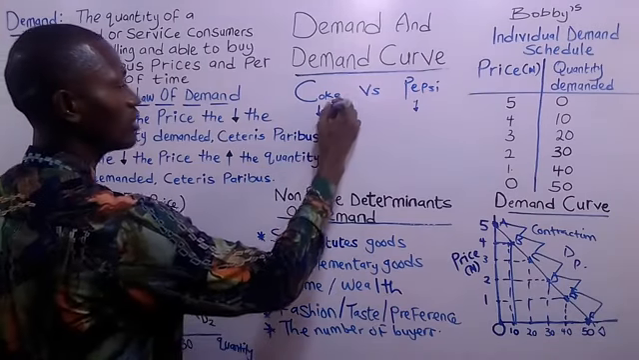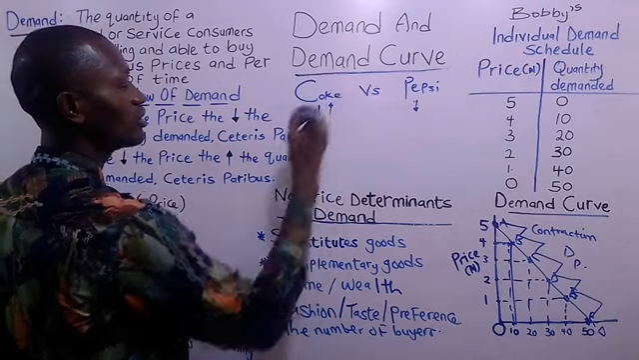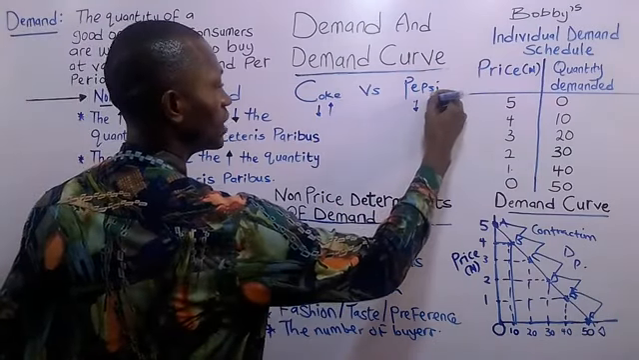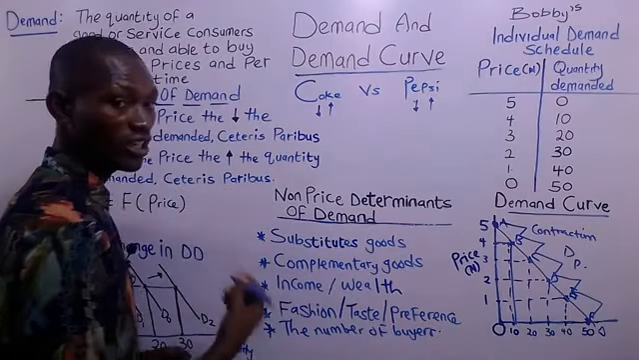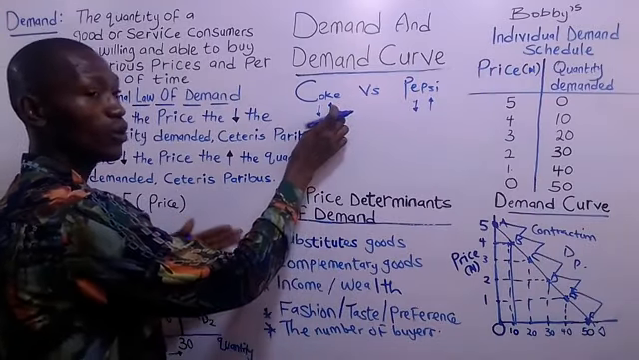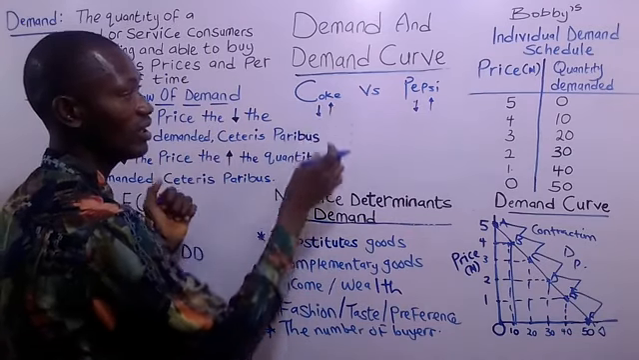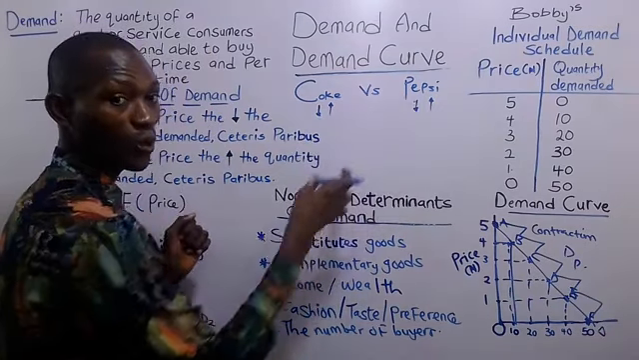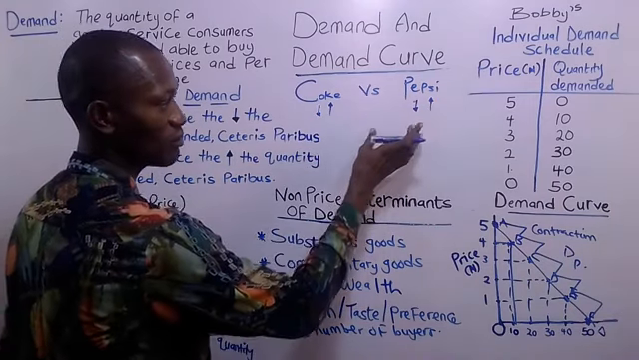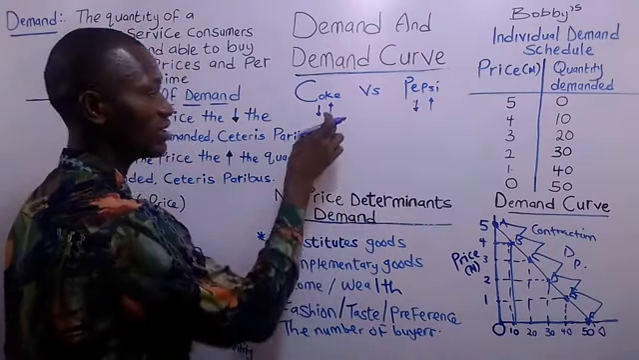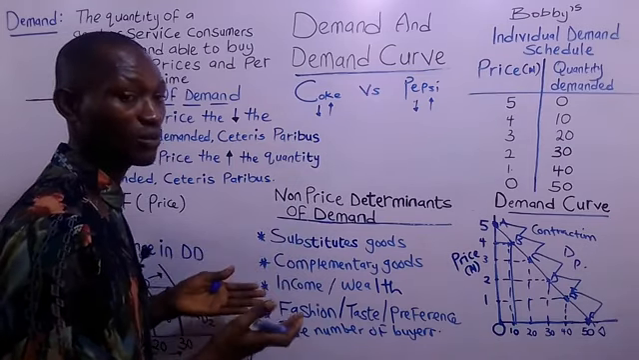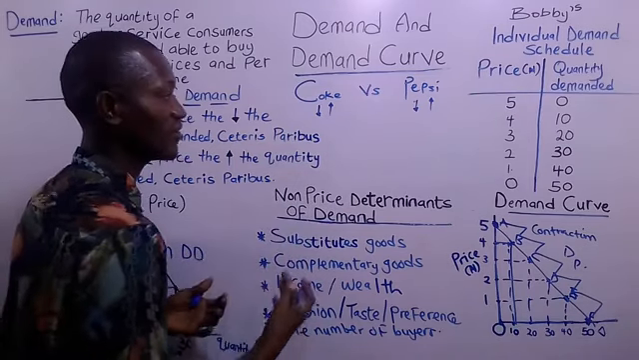On the contrary, when the price of Coke increases, ceteris paribus, the demand for Pepsi will increase as well. That means when the price of Coke increases, Pepsi will be more price competitive. That means more people will go for Pepsi as a result of the increase in the price of Coke, because they serve the same purpose, they give the same satisfaction.